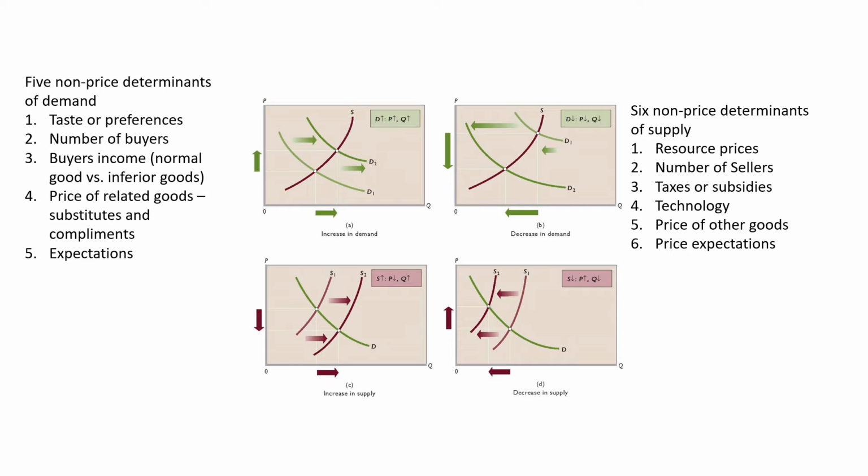Graph A, an increase in demand, which causes equilibrium price to increase and equilibrium quantity to increase. Graph B, a decrease in demand, which causes equilibrium price to decline and quantity to decline. Graph C, an increase in supply, which causes price in the market to decline and quantity to increase. And finally, graph D, a decrease in supply, which causes price to increase and quantity to decline.